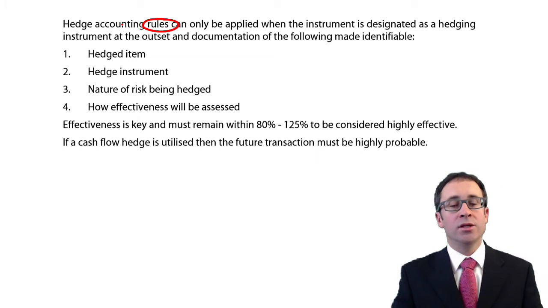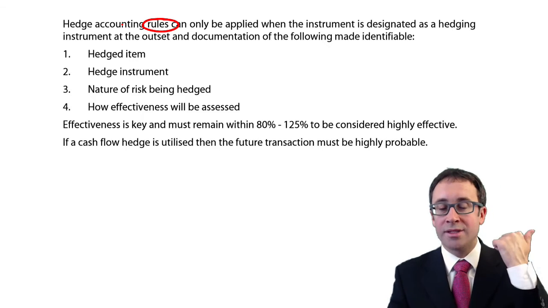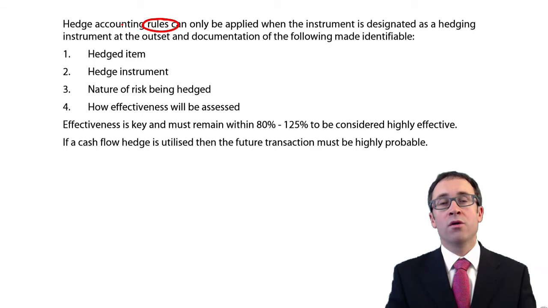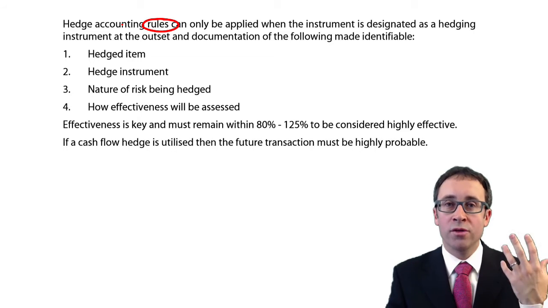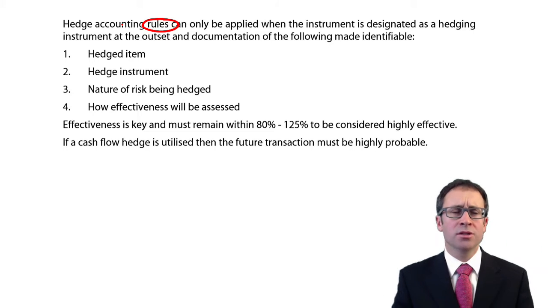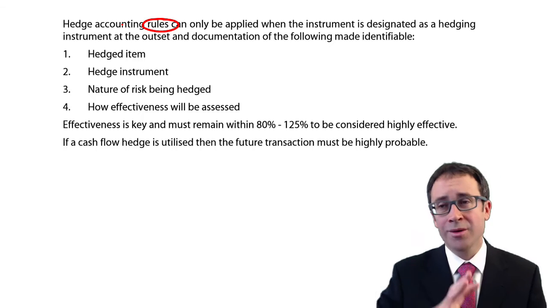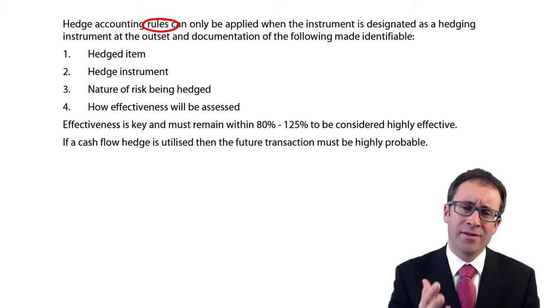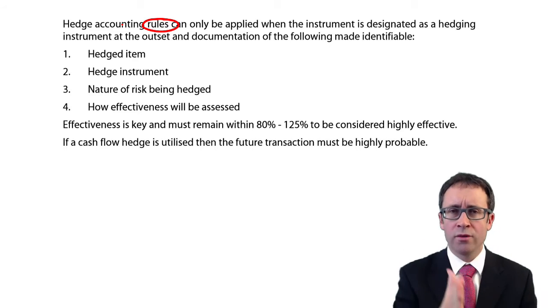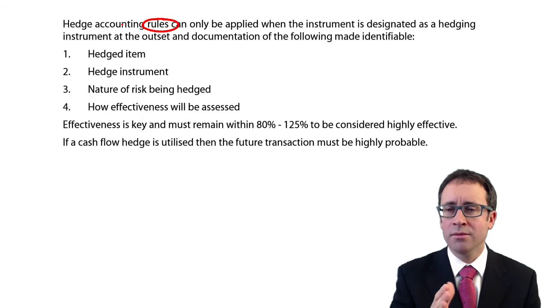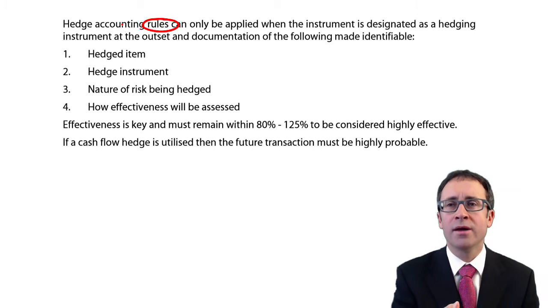So you need documentation of the instrument, and you need documentation of the item. You also need to explain what the nature of the risk is that is being hedged, because without going too far into it, we've just hedged against very simple risks in terms of currency, in terms of price risk, haven't we?